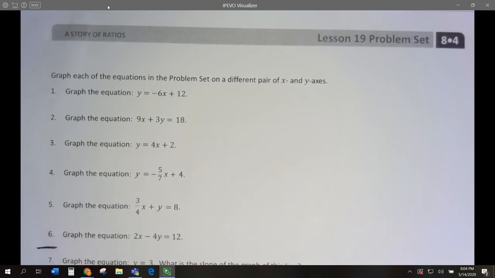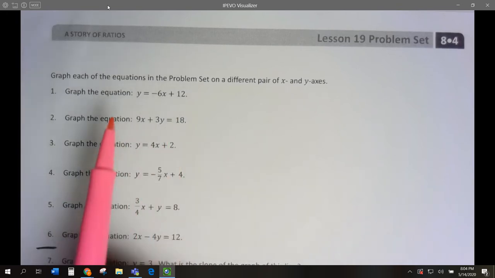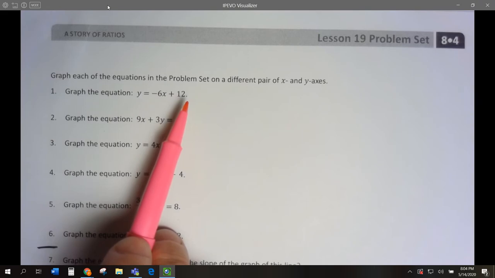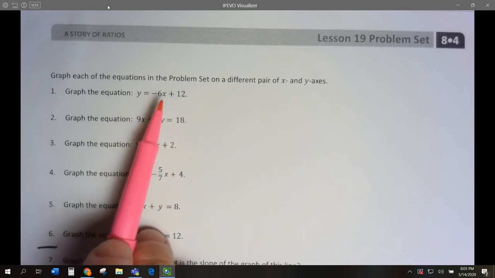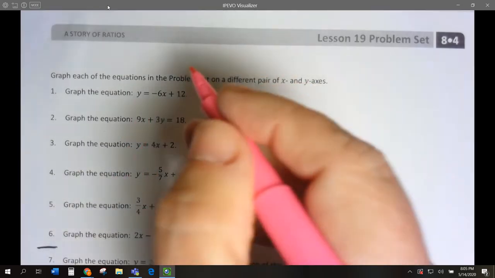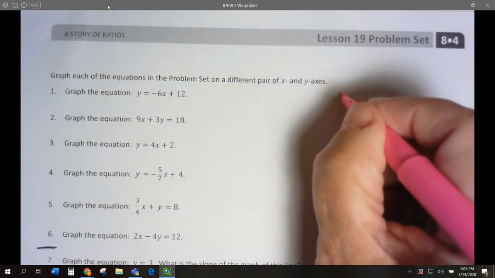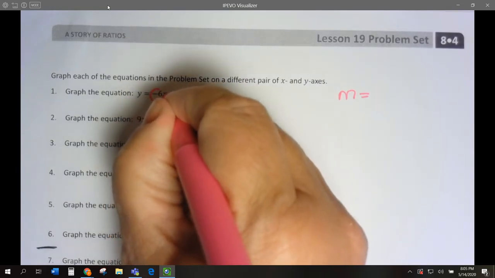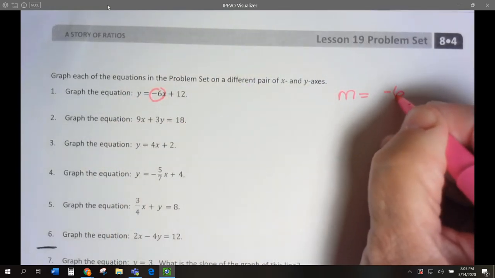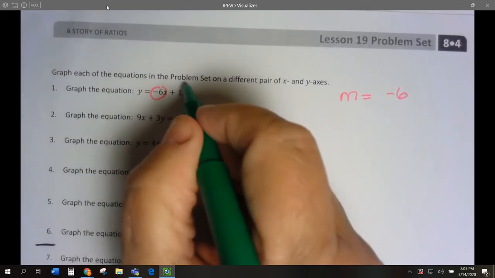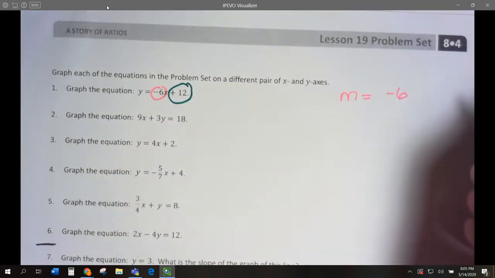So let's look at number 1. This is in slope-intercept form. Y equals negative 6x plus 12. So what is our slope? M. I'll write it over here. M is going to be negative 6. And what is our B, our y-intercept? B is going to be 12.